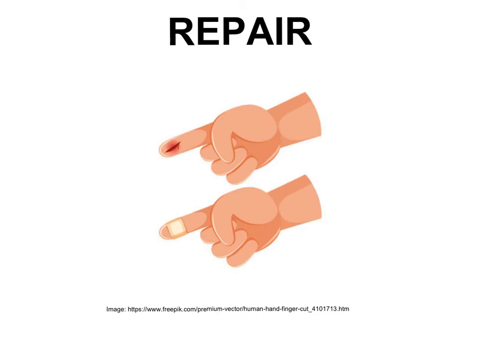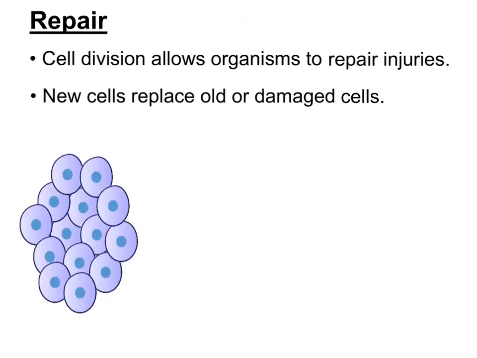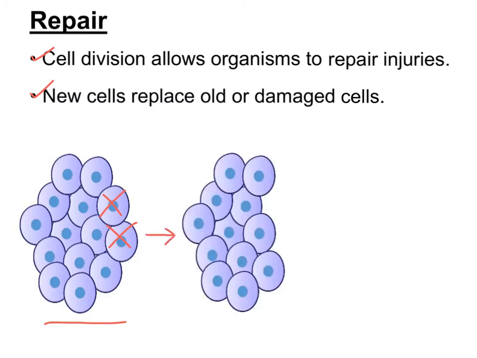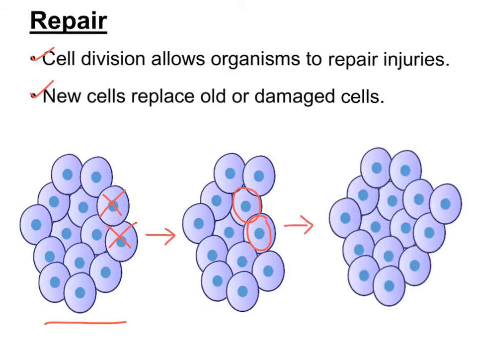Now let's look at how cell division helps with repair. Cell division allows organisms to repair injuries, and new cells replace the old or damaged ones. So on the left side, we have a bunch of cells. Suppose these two got damaged and died. So what's going to happen? We're going to have two less cells. But guess what? It's going to be these cells that actually pick up the slack and start dividing. So in the end, we're going to have the same amount or even more. This is how your cells repair the ones that are damaged. They just keep dividing and you have more.